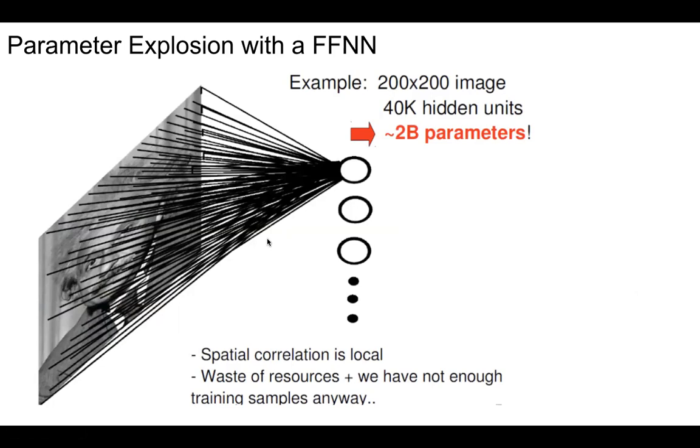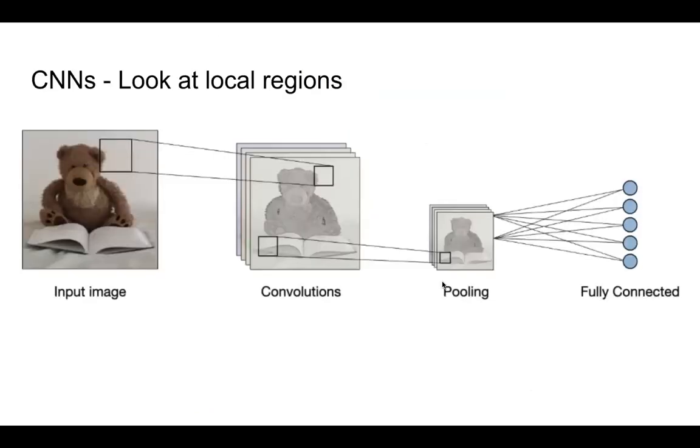And the spatial correlation is local. We need the interaction between these things. If we see a cat, it's very necessary that we see the cat as a whole. It's not like we're just seeing a part of the cat. So to tackle all these problems, people came up with CNN, which is called a convolutional neural network.